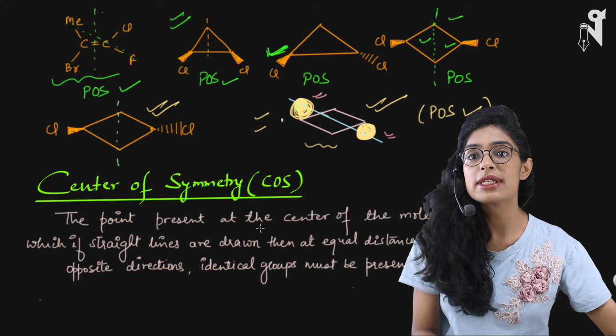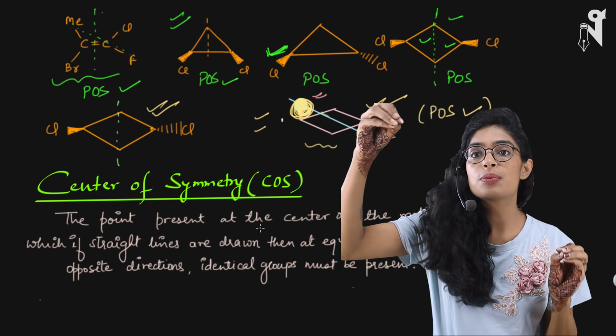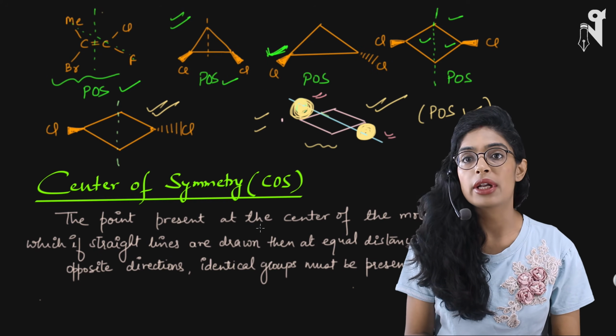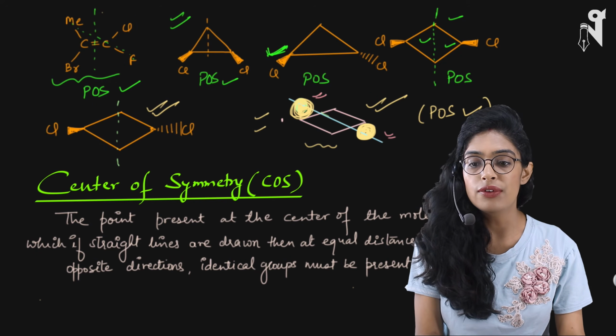So now we have got it, what exactly is the center of symmetry. You have to pass a line from the center and see whether the groups where it is getting connected are the same set of groups or not, and are at equal distance or not. So this is called your center of symmetry.